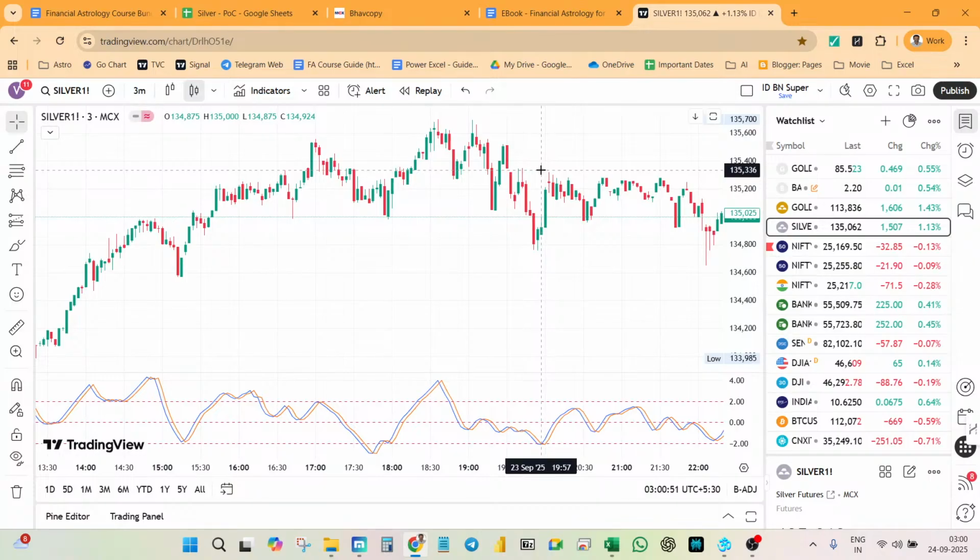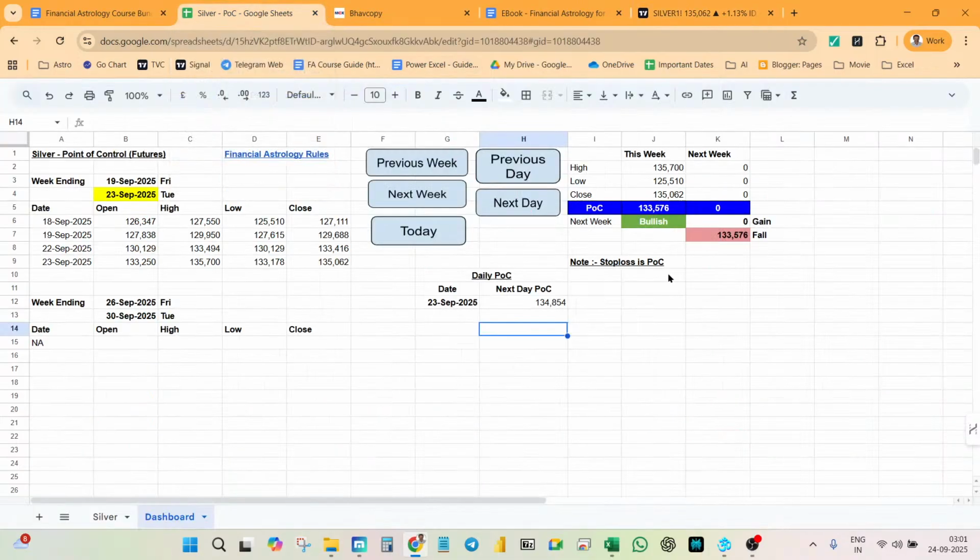Whenever you see the sun moon aspect, because the moon is the one controlling silver, and whenever the moon is in a positive zone, then definitely look for bullish moves actually. I'm expecting some down moves to come this week below 134 850. So that's my expectation. Let us see what's happening.